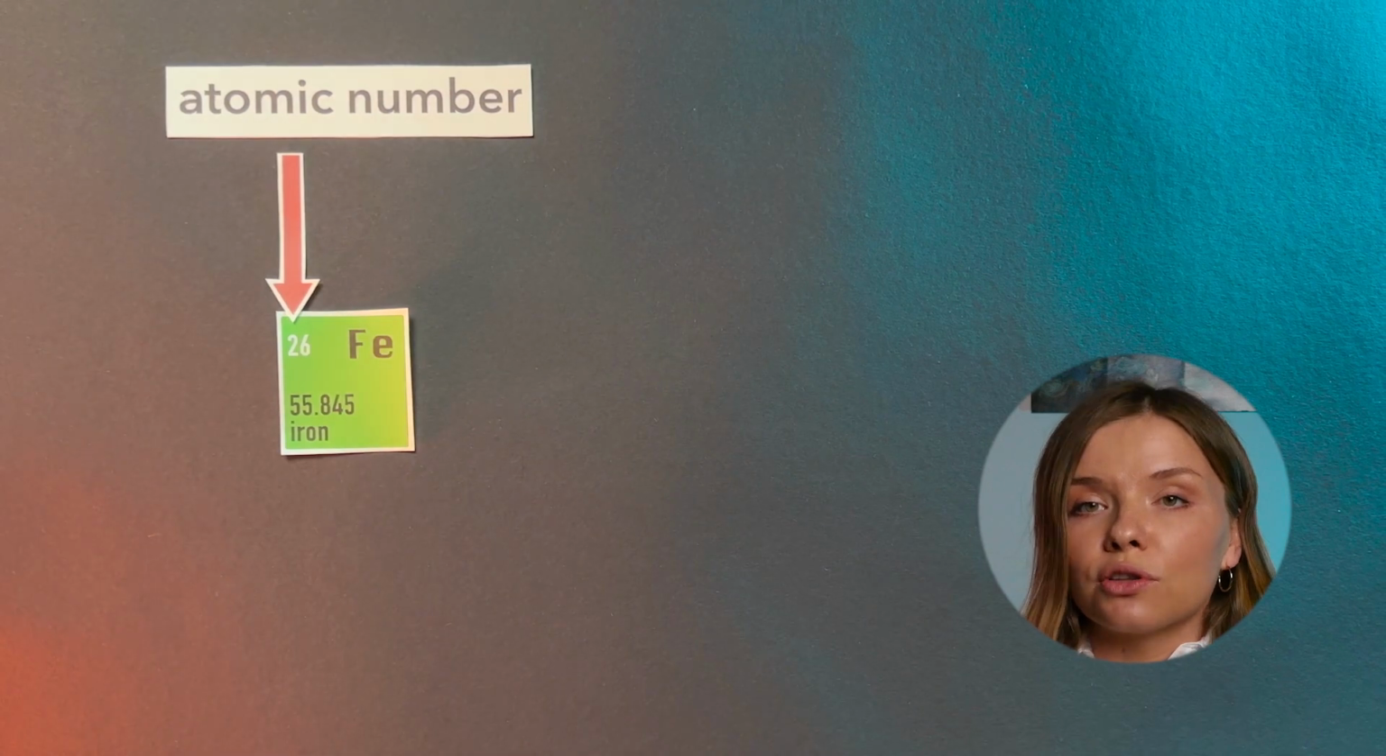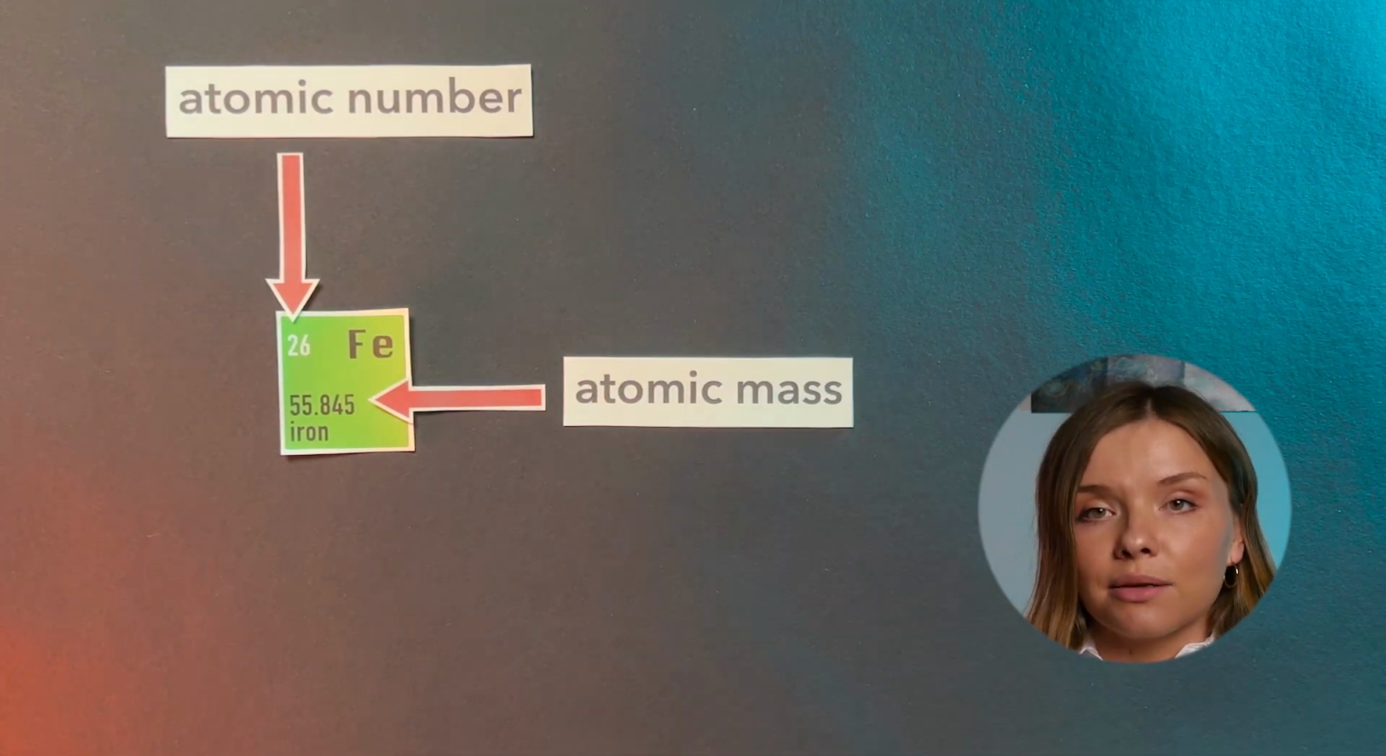Secondly, each element cell contains its atomic number and its atomic mass. The atomic number tells us the number of protons in the nucleus of that atom. If the atom is neutral, then the number of electrons surrounding the nucleus is also equal to the atomic number. The atomic mass is the mass of 1 mole of substance. This mass accounts for the isotopic composition of the element, so it is fractional.